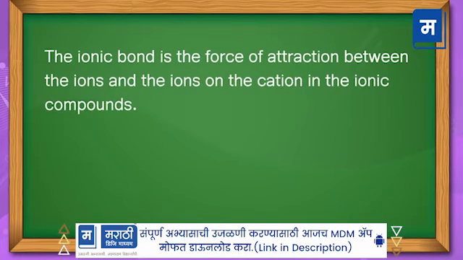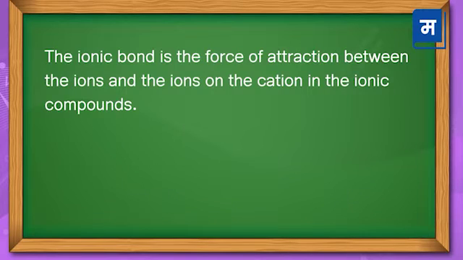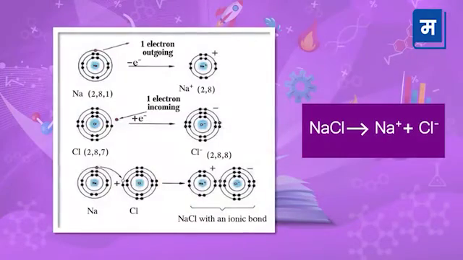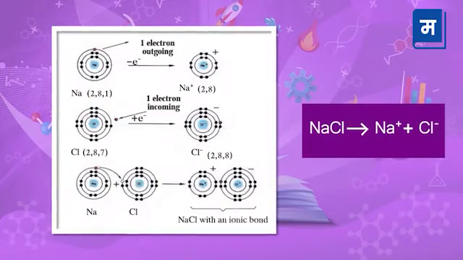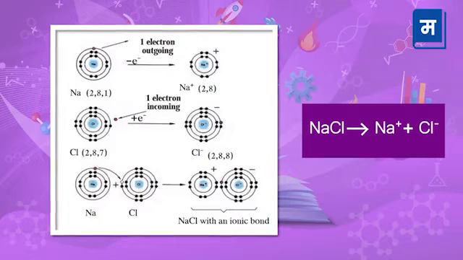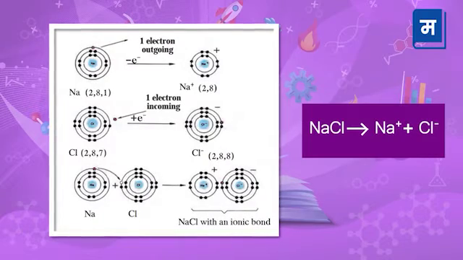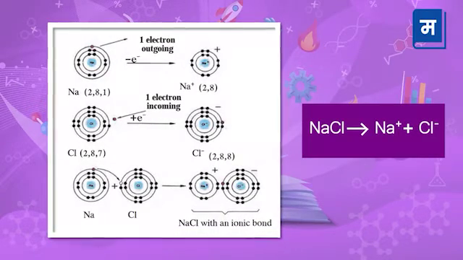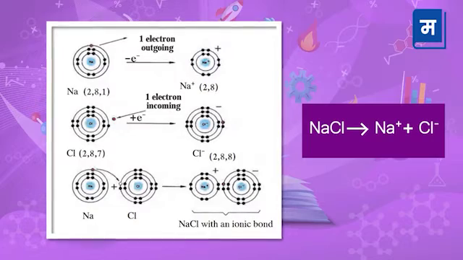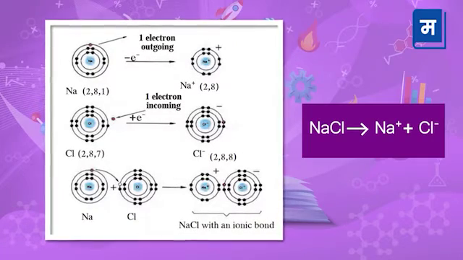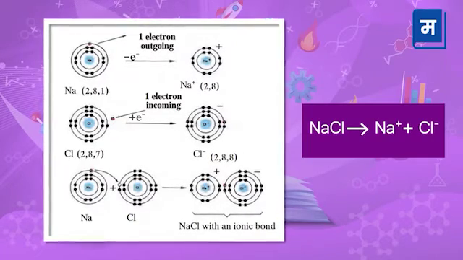The ionic bond is the force of attraction between the anions and the cations in ionic compounds. Note that NaCl is formed by the ionization of Na+ and Cl-. A full octet electron configuration represents a state of stability, and NaCl is a stable ionic compound due to the formation of ionic bonds between the oppositely charged ions Na+ and Cl-.